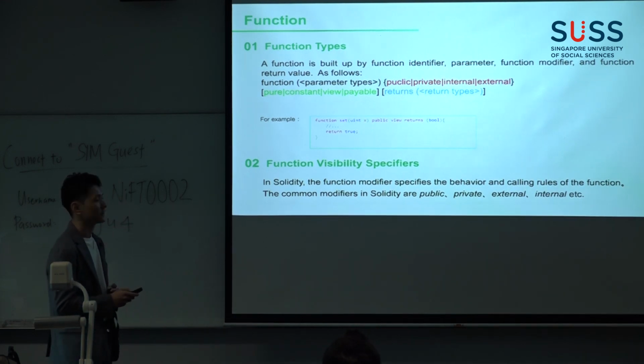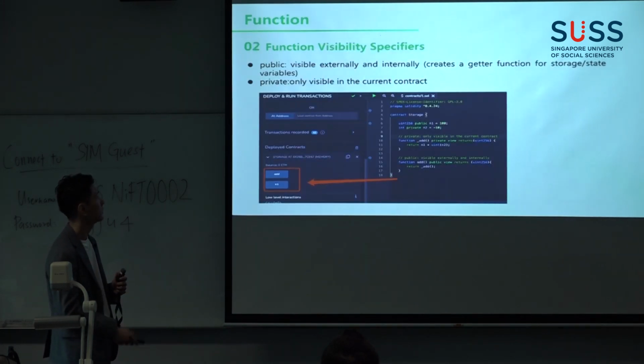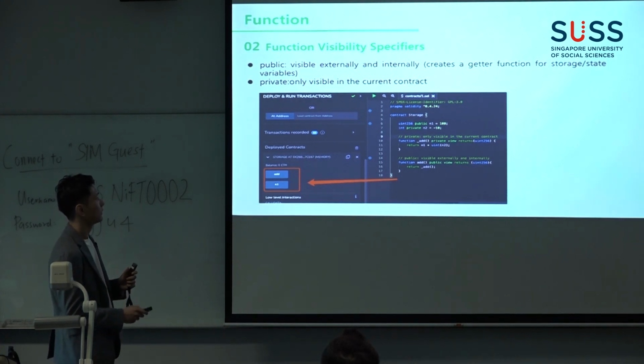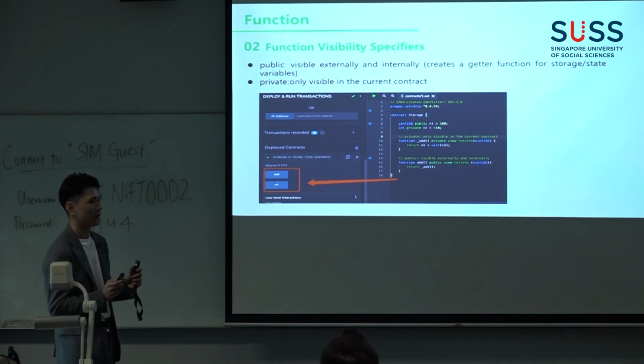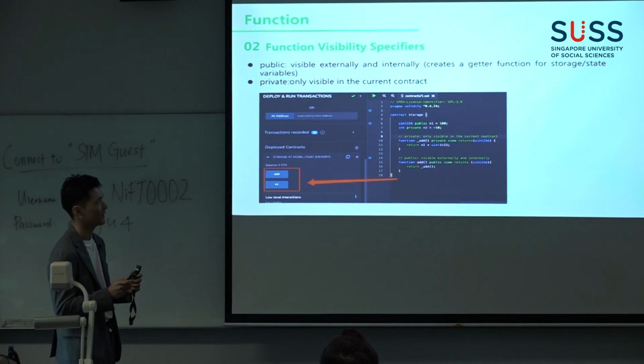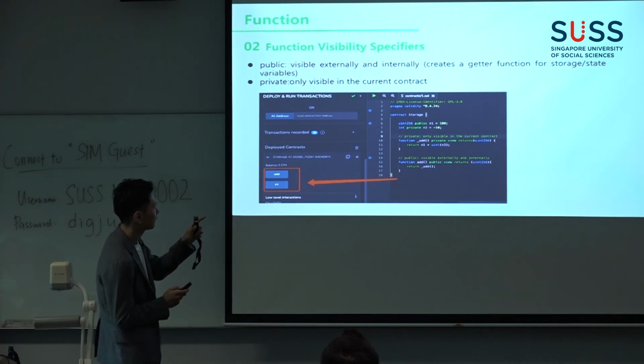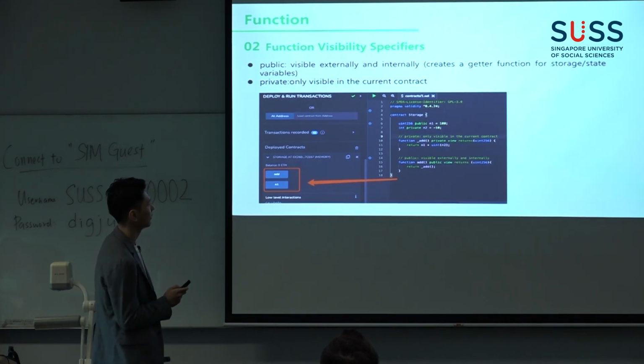Now let's dive into the function visibility specifier. The function visibility specifier specifies the behavior and calling rule of the function. The common modifiers in Solidity are public, private, external, and internal. Public means it's visible externally and internally. Internally means it can be invoked by other functions in this contract. Externally means it can be invoked by other contracts or any user EOA address. For example, this add function is public. That means anyone can call it.